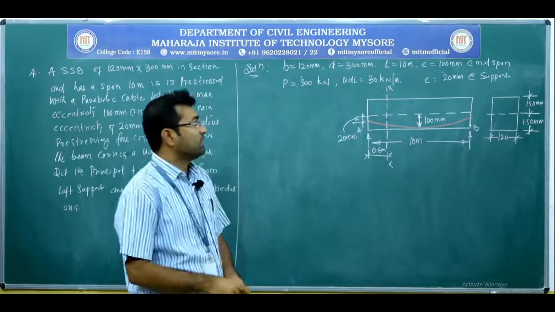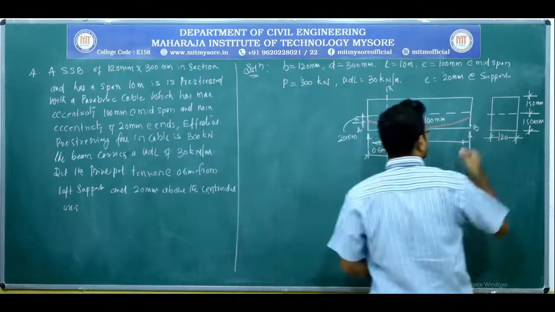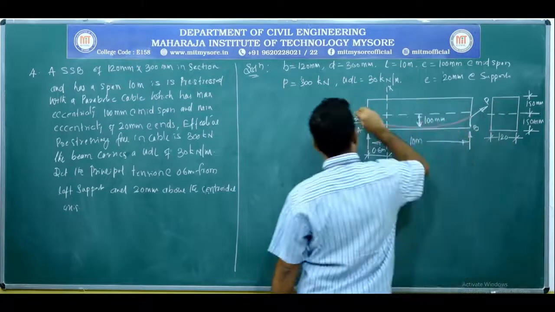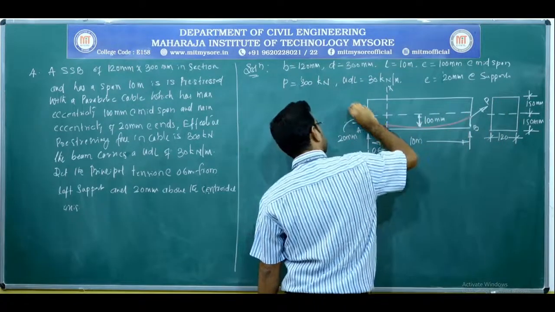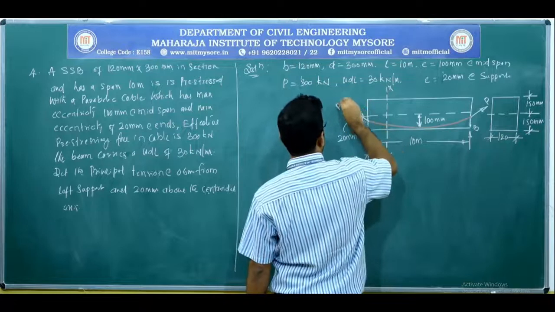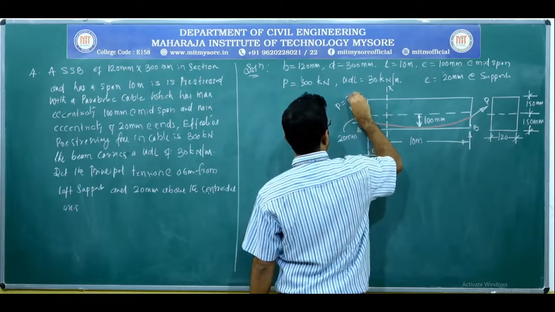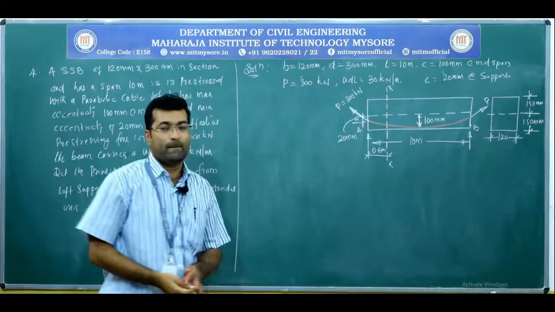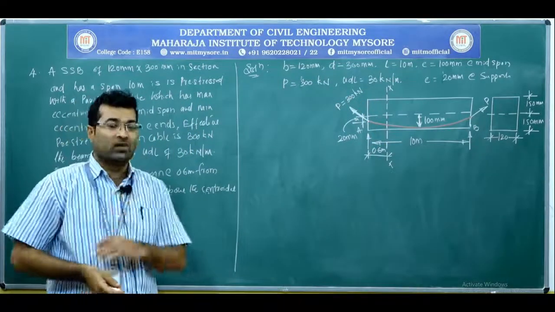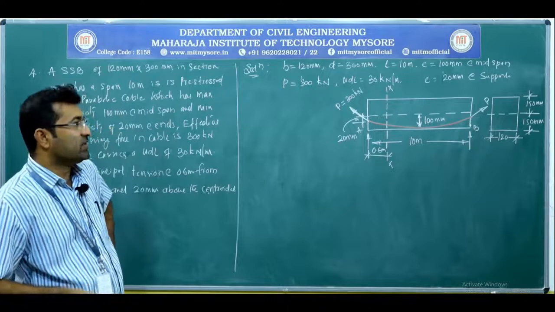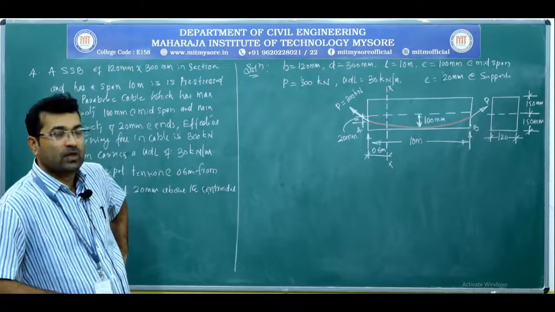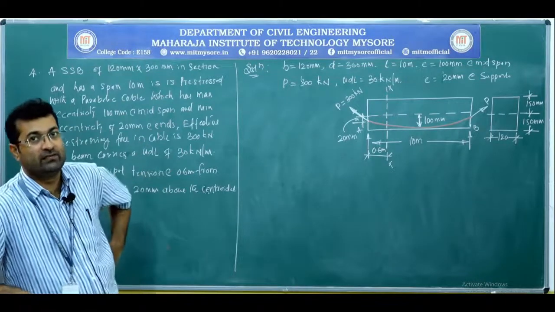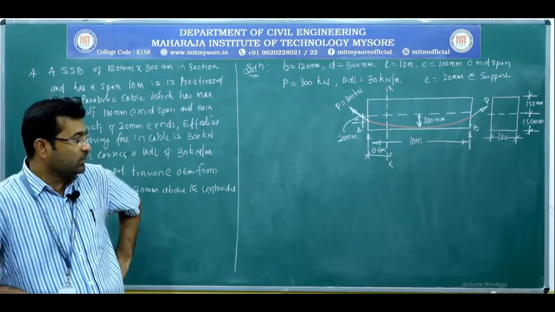Okay. So this is stressed by a force P, which is 300 kilonewtons. Okay. Now, using all this information, we have to calculate the principal tension. Right? That is F minimum. We have to work out.